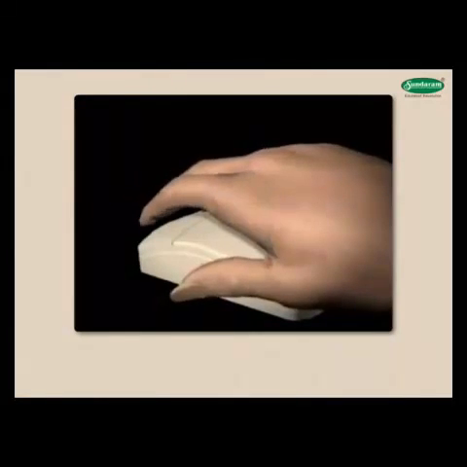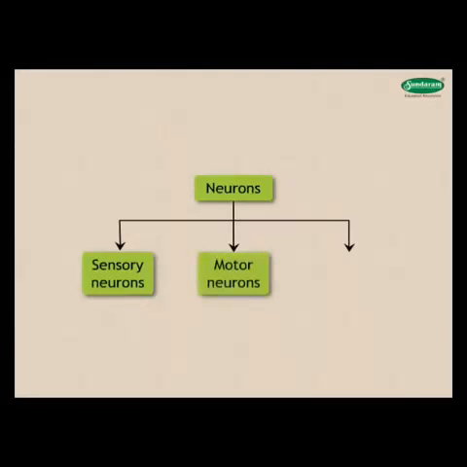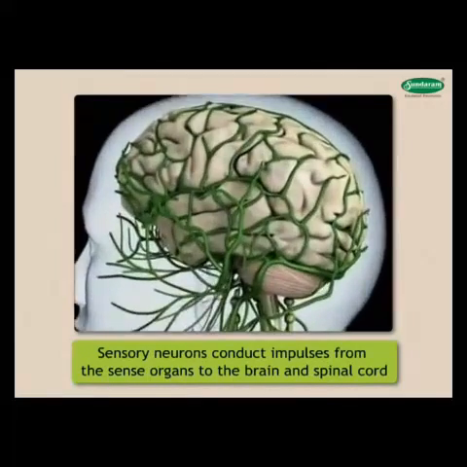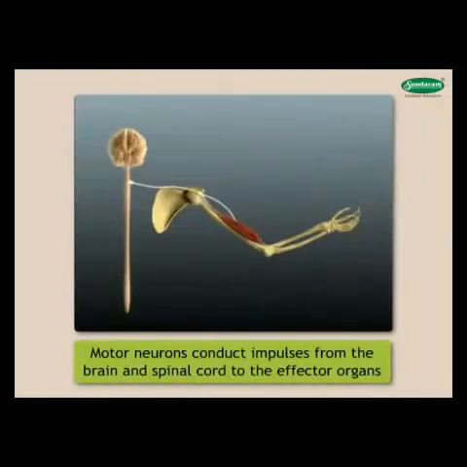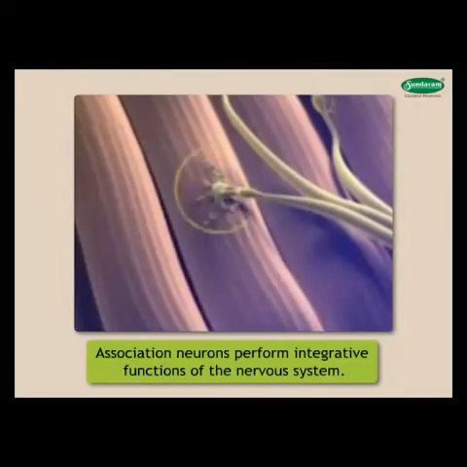In accordance with their functions, the neurons are classified into 3 groups, namely sensory neurons, motor neurons, and association neurons. Sensory neurons conduct impulses from the sense organs to the brain and spinal cord. Motor neurons conduct impulses from the brain and spinal cord to the effector organs like muscles and glands. Association neurons perform integrative functions of the nervous system.